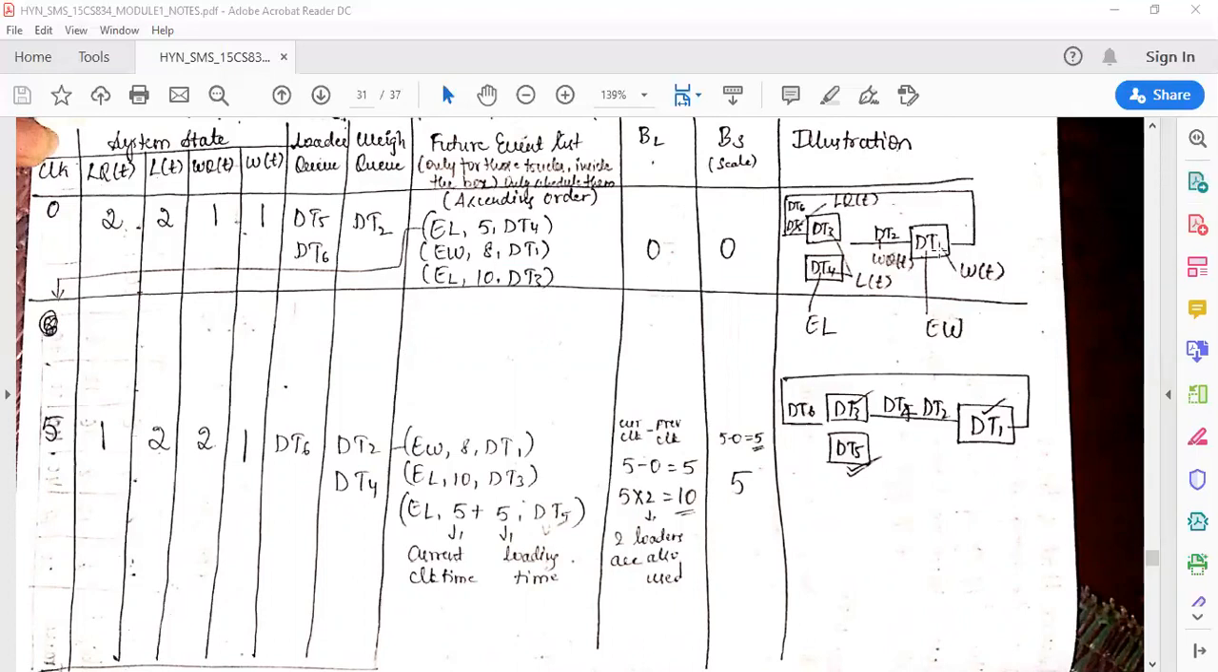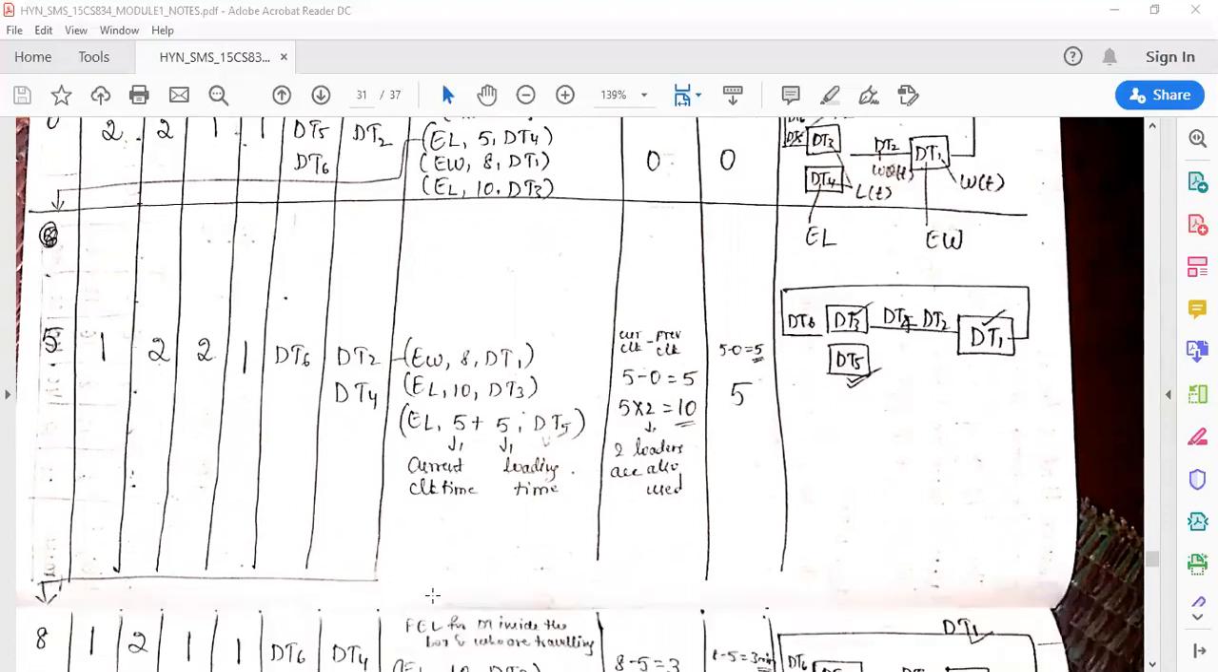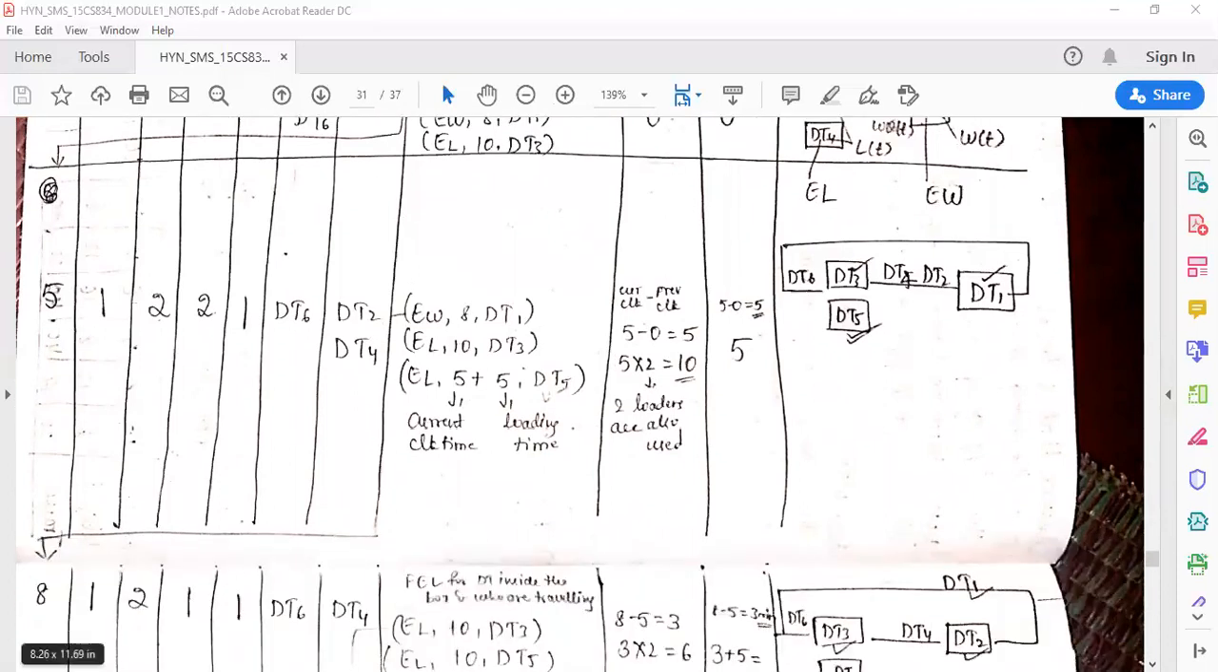So look at the diagram. Here also DT1, here also DT1. That means the scale is occupied from 0 to 5 minutes, right? So current clock time is 5, previous clock time is 0. So 5 minus 0, I will get 5. Now continue the procedure. Remove the imminent event from the list. Advance the clock from T to T1, right?